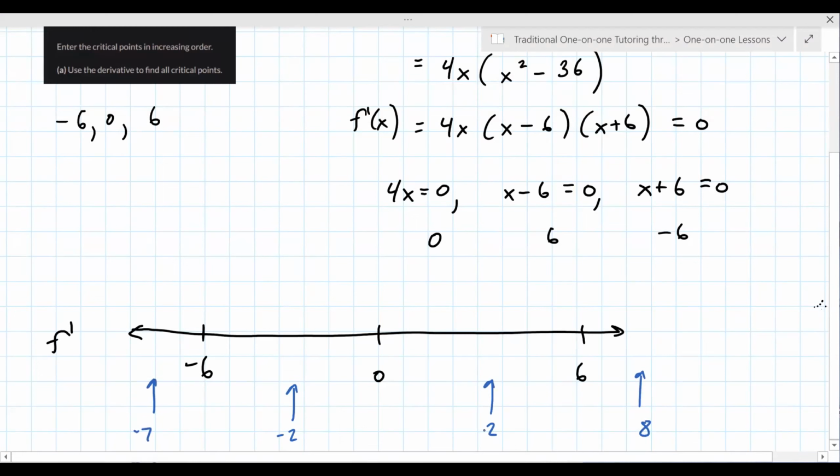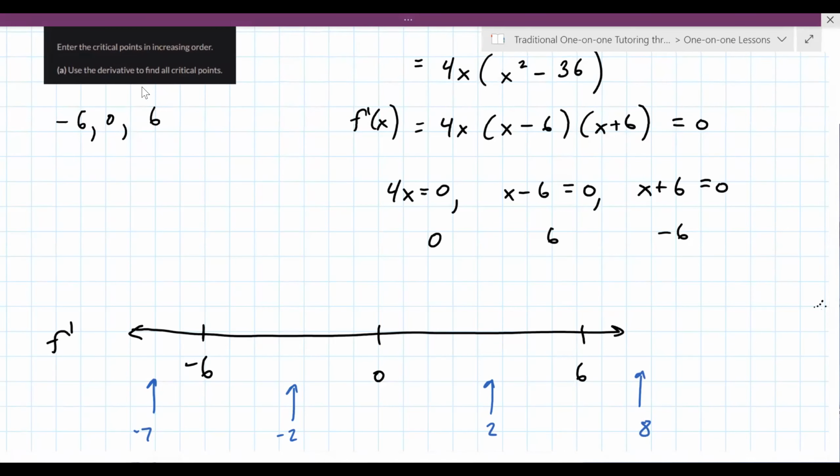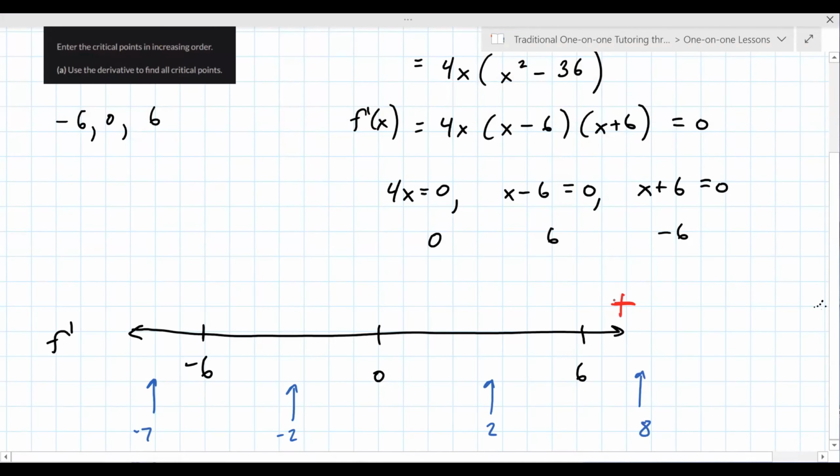So you take each of these numbers and you put it back into the derivative. What most students do is they actually calculate the number, but you only need to know whether it's positive or negative. So let's put 8 in. 4 times 8 is positive. 8 minus 6 is positive. 8 plus 6 is positive. A positive times a positive times a positive is positive. So f prime of x, this is the derivative, is greater than 0 here.